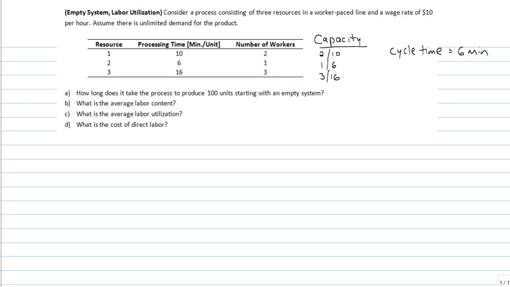The formula to determine the time for a certain number of units through an empty system is the sum of the activity times through the empty system plus 1 less than the total number of units divided by the flow rate. In this instance, that is equal to the sum of the 3 activity times, or 10 plus 6 plus 16, plus the total number of units being produced, 100, less 1, all over 1/6. If you solve that out, it's equal to 626 minutes, or 10 hours and 26 minutes.